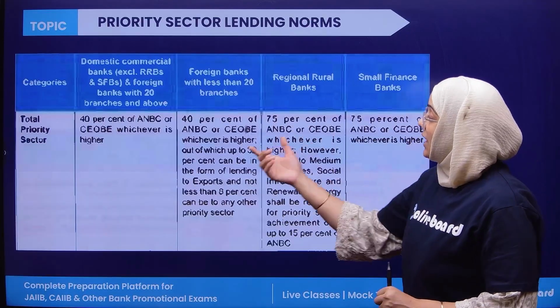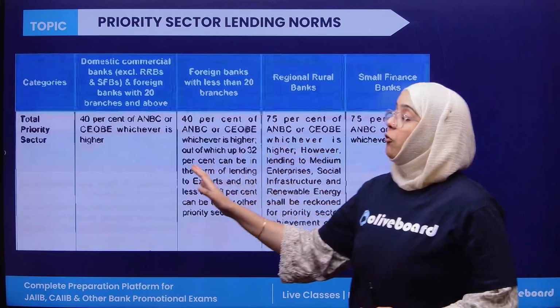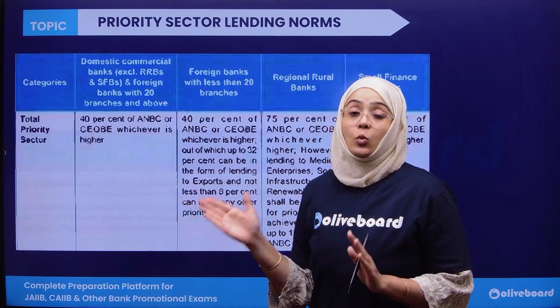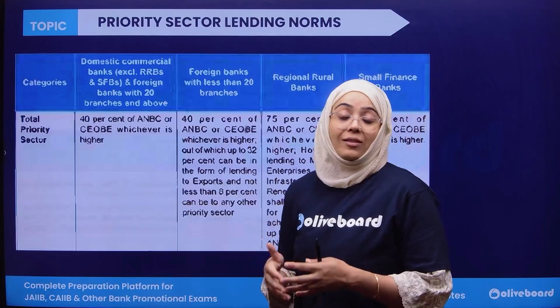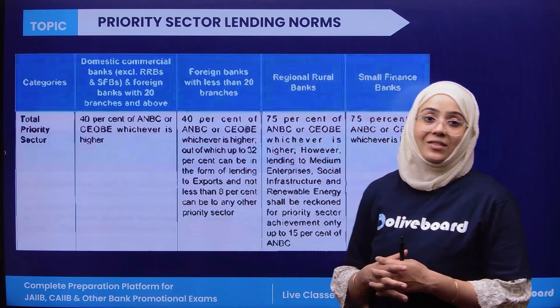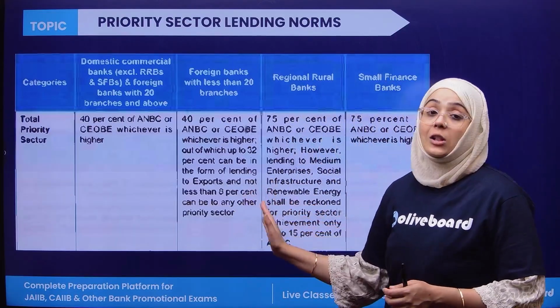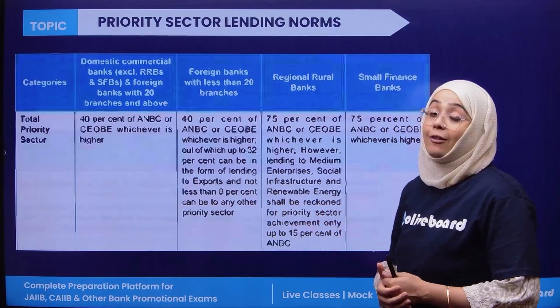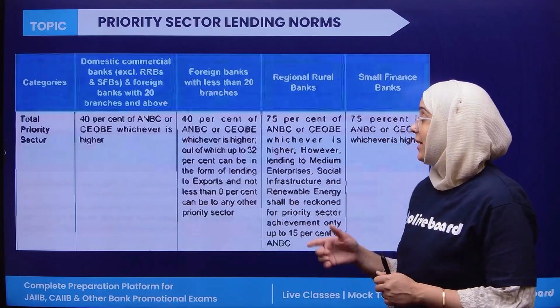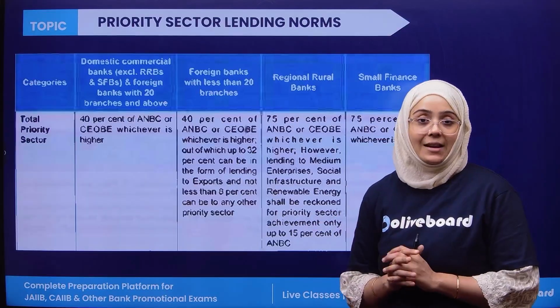When we are talking about these four columns, the first column is for all the domestic commercial banks, excluding regional rural banks and small finance banks, plus all those foreign banks which have 20 branches and above. This column is for all those foreign banks which have less than 20 branches. This is for all the regional rural banks, and this column is for small finance banks.